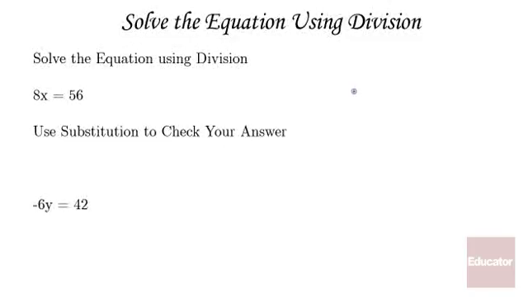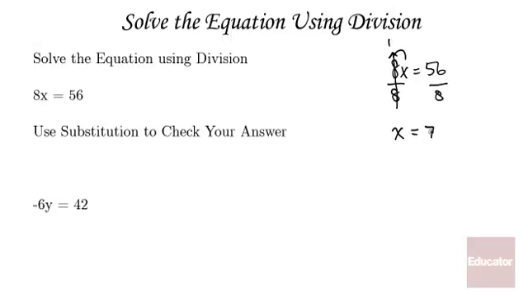Let's solve the equation using division. I have 8x equals 56. I'm doing a multiplication here, 8 times x. So let's use the inverse property so that we can get rid of the 8 and isolate the x, find out the value of the x. The opposite of times 8 is to divide by 8. 8 divided by 8 simplifies to 1. And 1 times x, or anything times 1, is just the number itself, or the variable itself. So 1 times x is x. And 56 divided by 8 is 7.